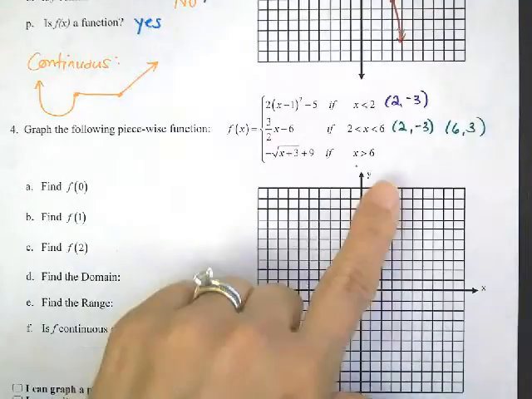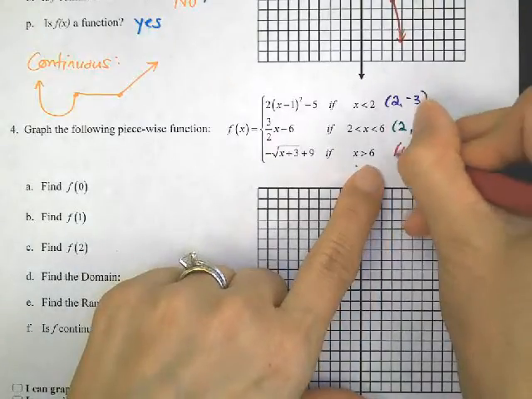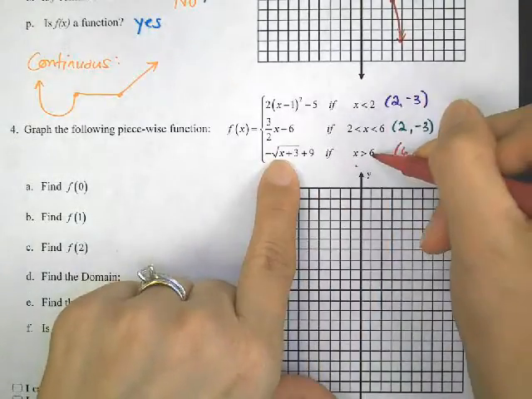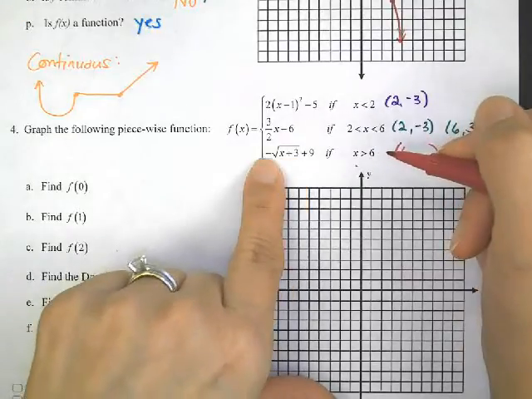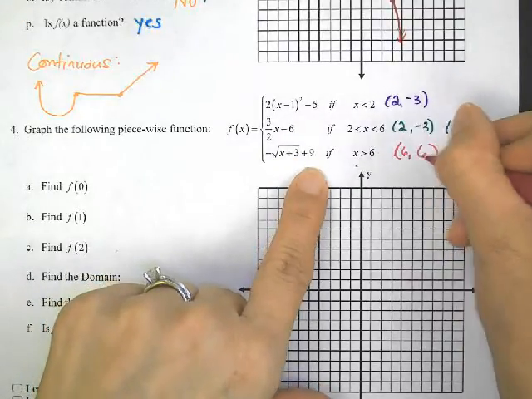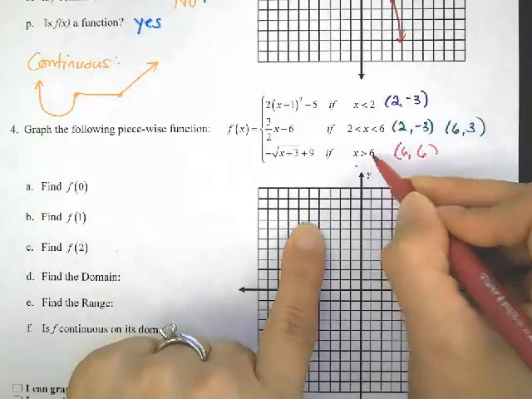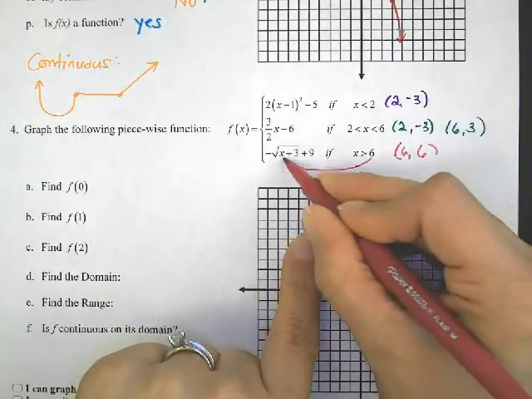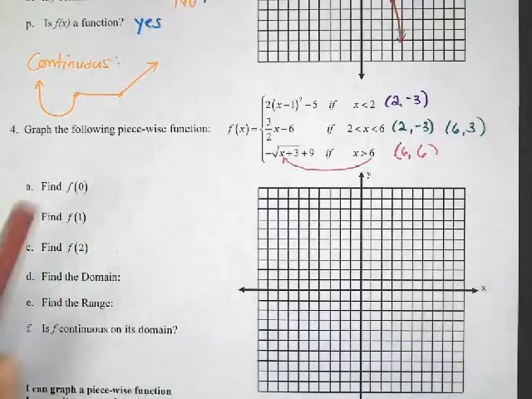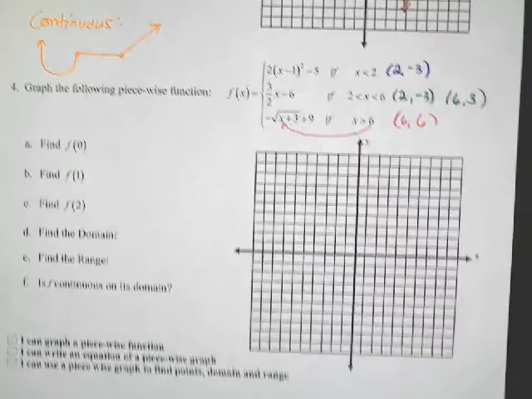And the last piece, let's plug in 6. 6 plus 3 is 9. Square root of 9 is 3. A negative 3 plus 9 is 6. Okay, so we're plugging the value into the x right there to see our end points, and that helps us with the graph.